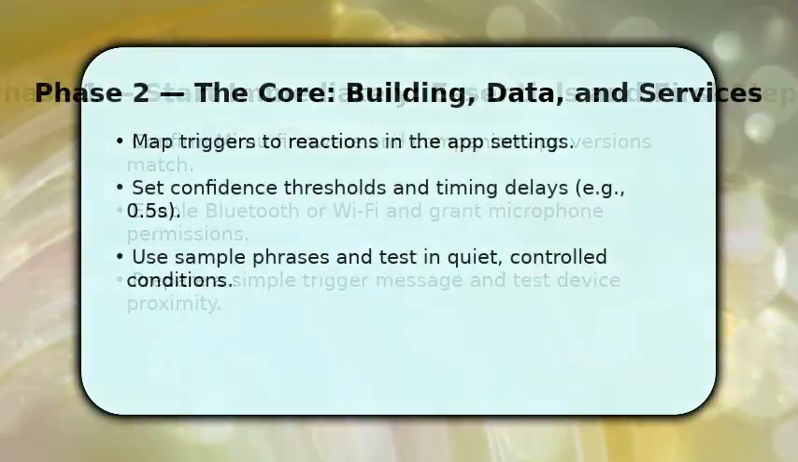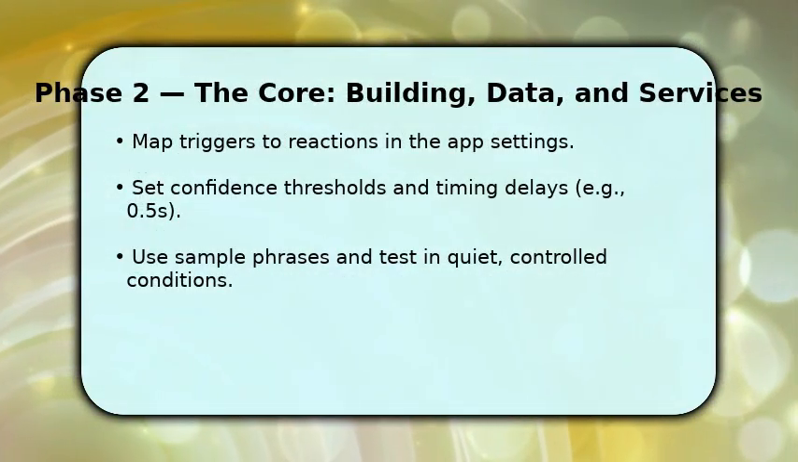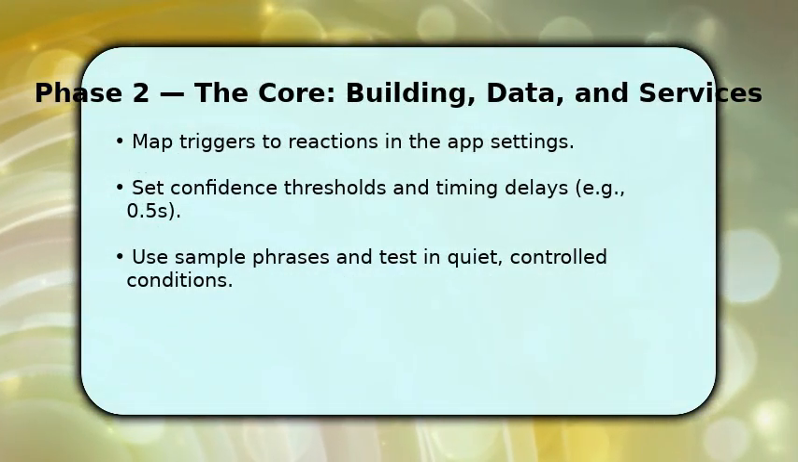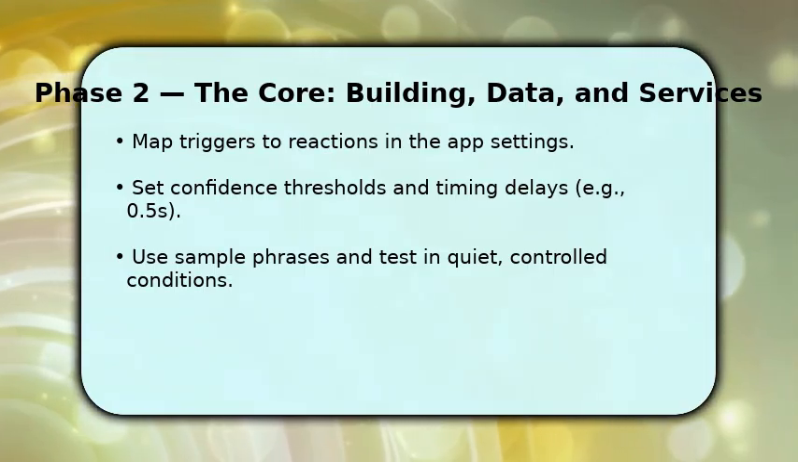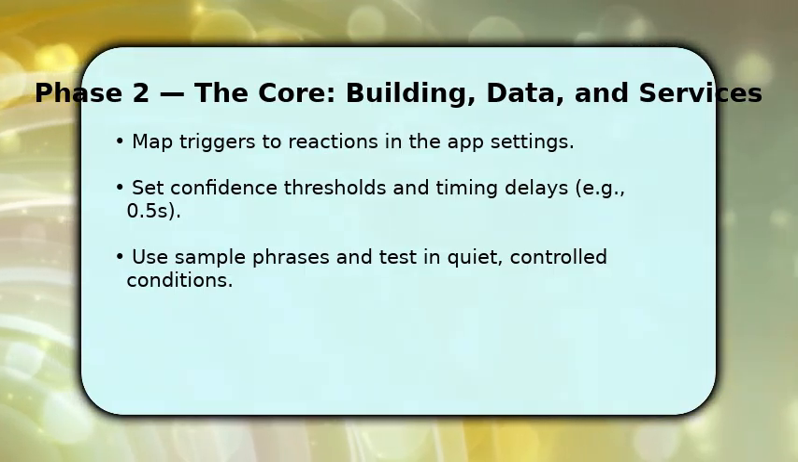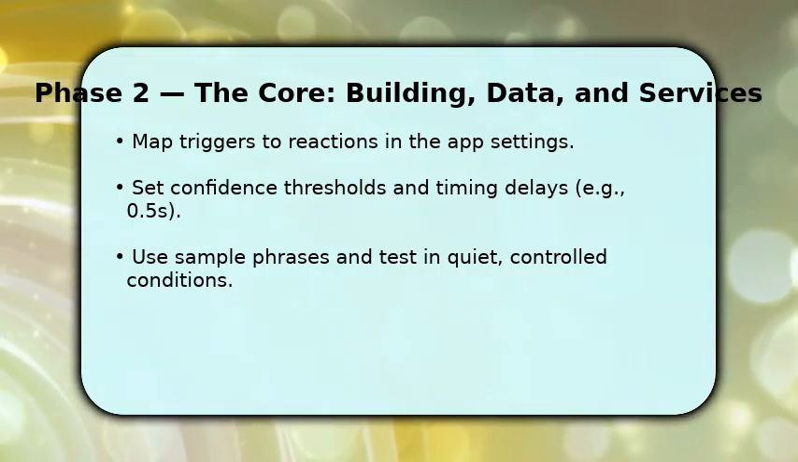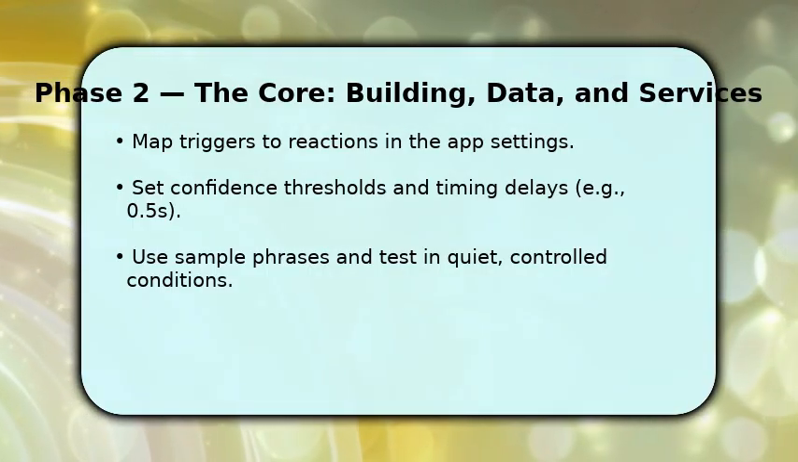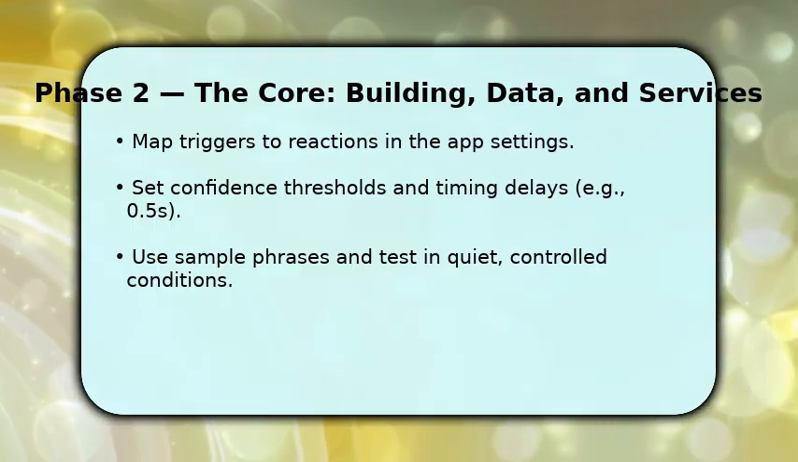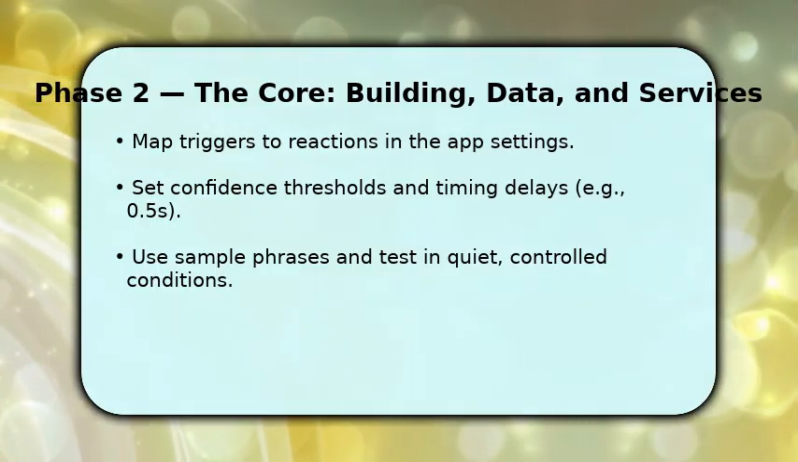Open message handling and map each trigger phrase to a specific reaction or animation. Adjust the recognition confidence threshold so Mimu ignores weak matches, and set short timing delays to avoid overlapping actions. Once done, input several sample phrases that cover variations and test them in a quiet room.